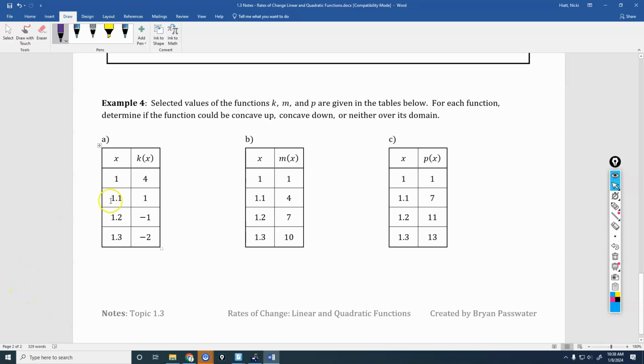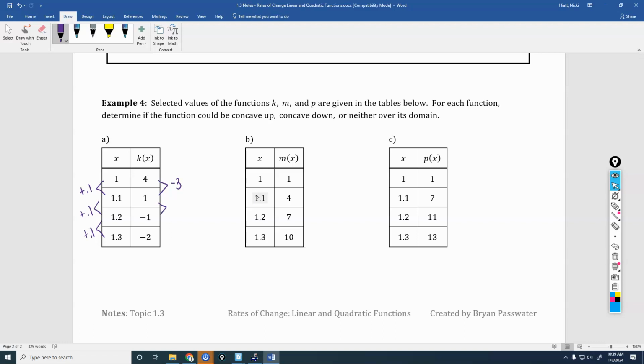So if we look at all three of the tables that they have given us here, we are increasing by equal length intervals, right? We're going up by 0.1 and up by 0.1 and up by 0.1. If that was not the case, then I'd have to actually do the rate of change and pay attention to that. But since they're all equal length intervals, I can really just look at my change. So from 4 to 1, that is down 3.